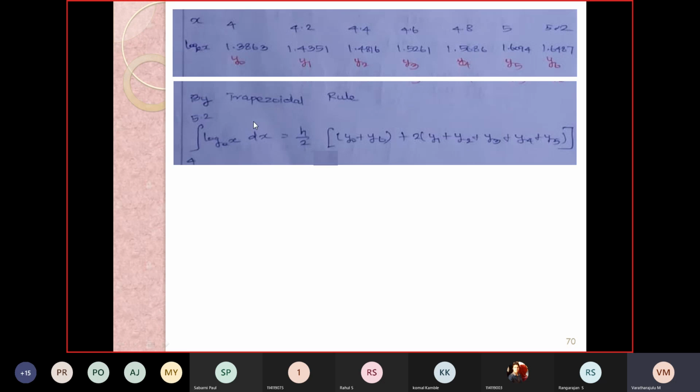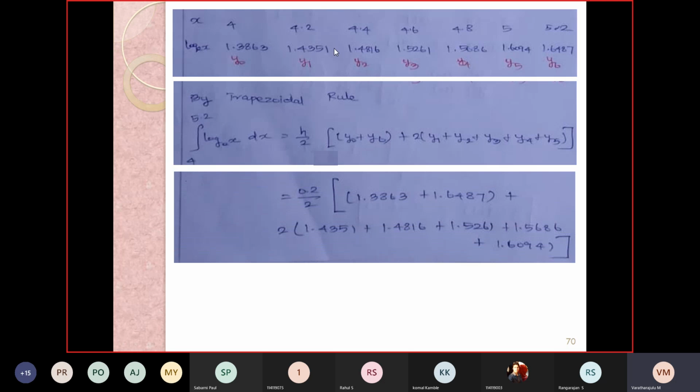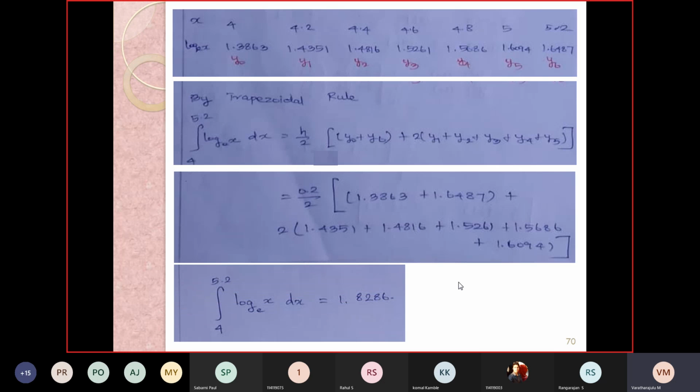Here I have 6 different intervals, therefore y naught plus y6. Don't consider the terms y naught and y6 for the second term; the rest of the terms have to be considered in the second term. Therefore, 2 into y1, y2, y3, y4, y5. By applying the values, instead of h I am applying 0.2 by 2, and y naught, y1, y2, y3, y4, y5 and y6, I am applying the respective values. Therefore, I am getting the result as 1.8286.